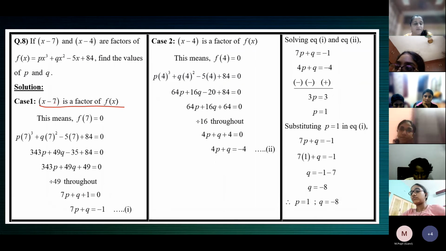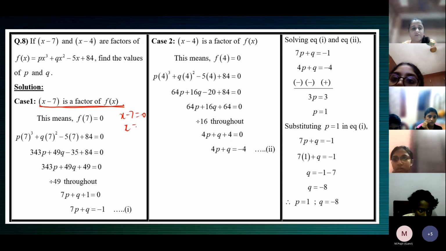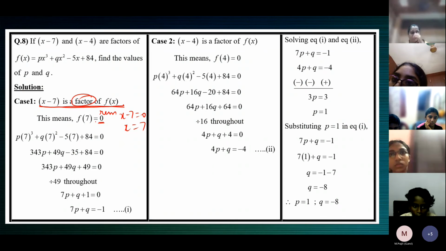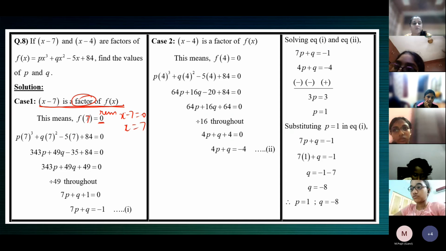So children, it is given that x minus 7 is a factor of f of x. So equate x minus 7 to 0. X minus 7 is equal to 0. X is equal to 7. So this means f of 7 is equal to 0. This is the remainder. You're dividing by a factor, so the remainder is 0. How did you get f of 7? Because when you equate the divisor, x minus 7 is equal to 0, x is equal to 7.